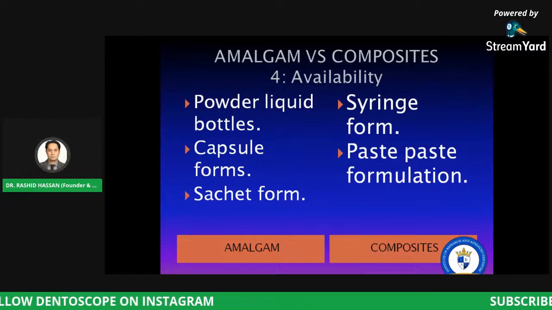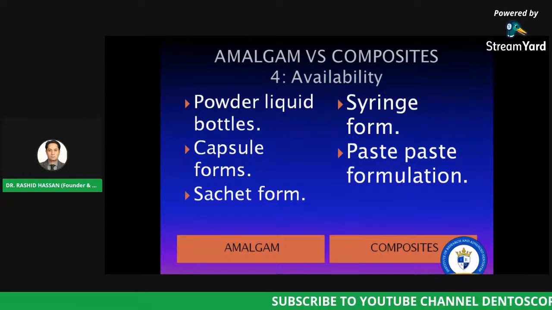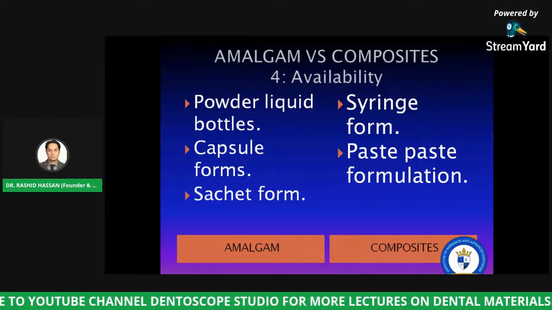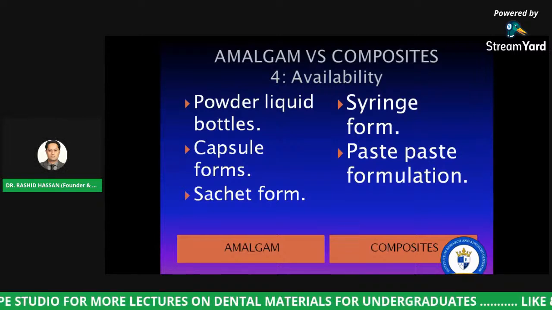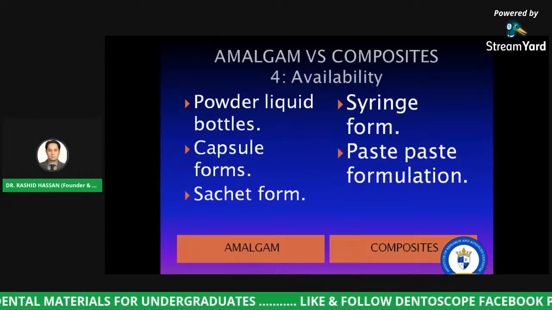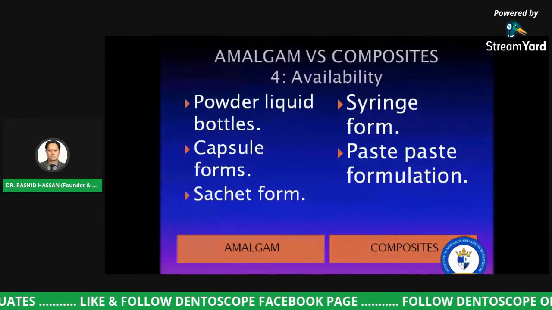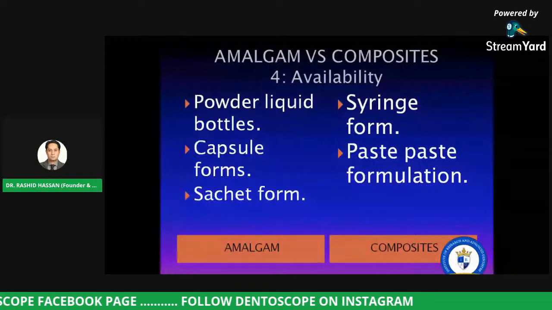So that's about the capsule form, and rarely it is also present in the pre-weighed sachet form. The sachet form of the dental amalgam is also available, but it is very much rare. The most common is the powder liquid formulation, followed by the capsule form. The sachet form is already weighed as per the requirements, but it is not commonly available.